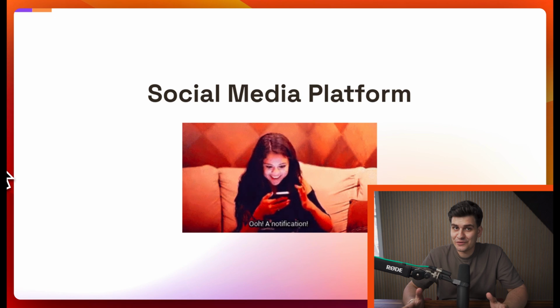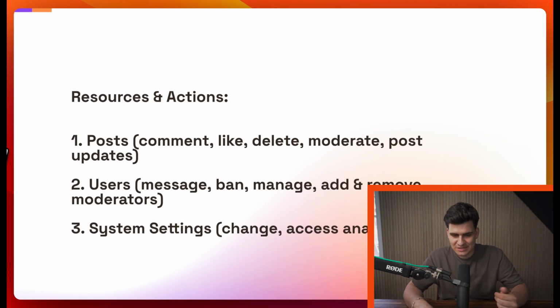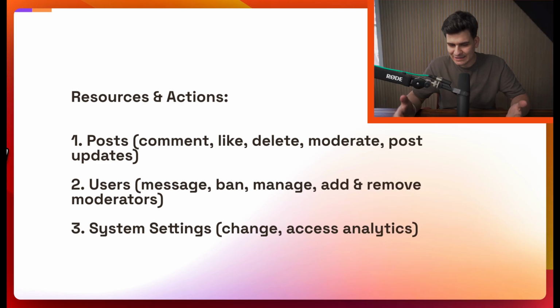Now onto the second example for mapping an RBAC policy, which is the social media platform. Now here in this case, we'll create three roles. We'll create a regular user, a moderator, and an administrator. And in that same way, we start to map out our resources and actions. So we'll create a resource called posts, where we'll have actions like comment, like, delete, moderate, post updates. Then we will create a user's resource, which will have actions such as message, ban, manage, add and remove moderators. And then finally, a system settings resource with actions such as change and access analytics. So let's see that mapped into permit.